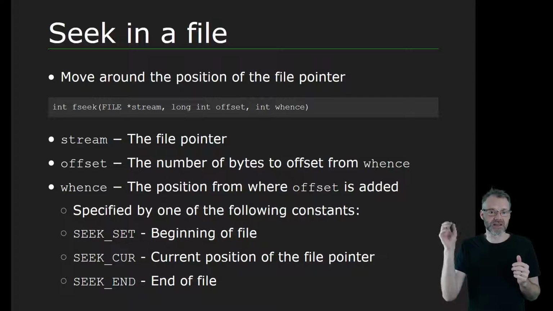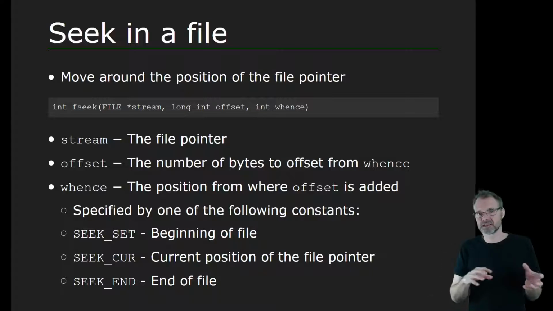So fseek has a file pointer, and then it has an offset. How many steps should I move around in the file? And this offset is then added to a constant. And the constant says whether I should start counting from the beginning of the file, at the current position we are at now, or from the end of the file. And combining these with the offsets, I can basically move to any position in the file.